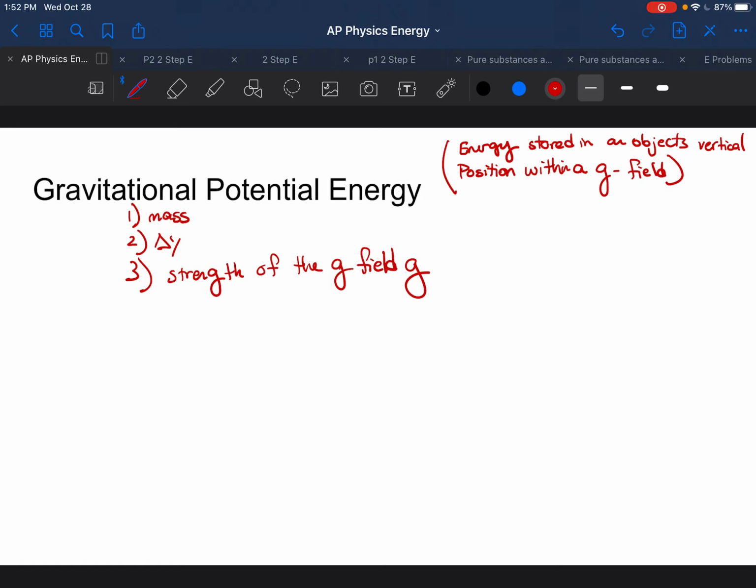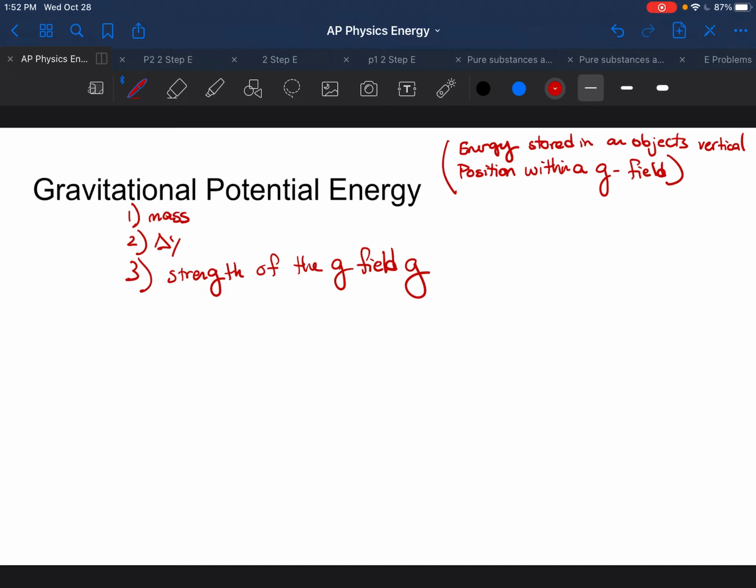And so greater masses are going to influence gravitational potential energy. Different heights in the field are going to influence the potential energy, as well as the field strength. So an object of the same mass and same vertical position in the gravitational field on the moon versus the Earth are going to have different results.